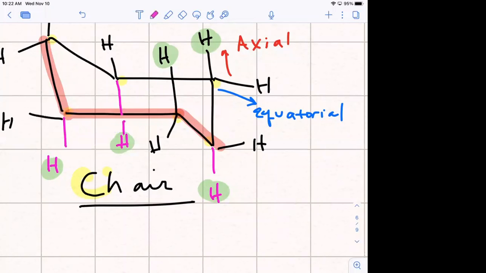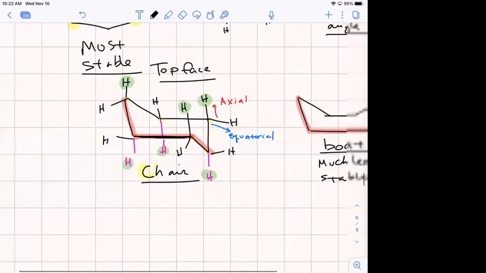Normally you can show that by just making this line darker. All right. Questions about the faces, the hydrogens, the positions, and so forth? Go ahead.